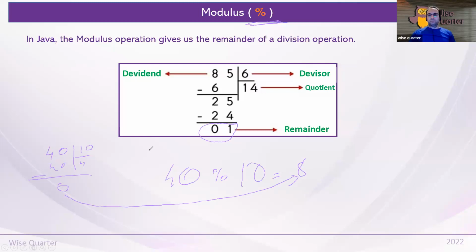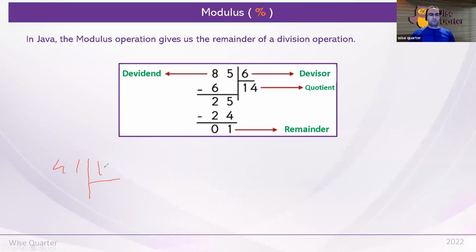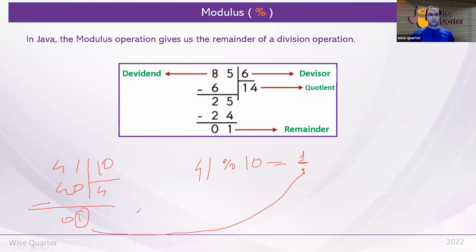Another example. Let me change the color. 41, when I divide by 10, there is 4, 40. The remainder will be 1. This is the remainder. When I use 41, I'm sorry, I'm saying 41, but I'm writing 40. 41 modulus 10, the result will be 1, because the remainder is 1.